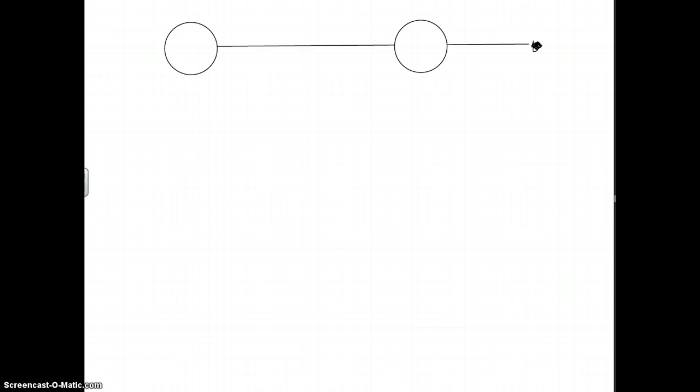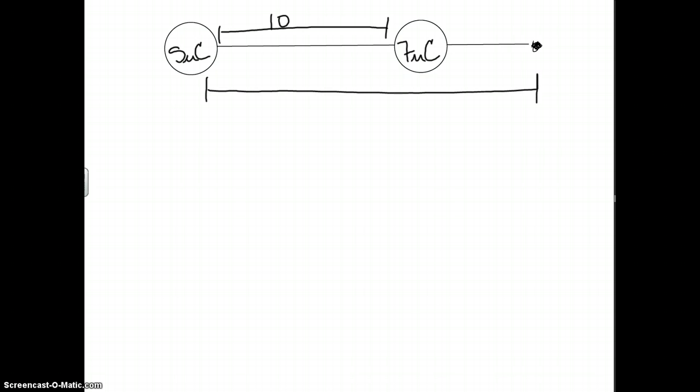So here's our first charge, and that equals 5 microcoulombs, and this is on the origin. And here, 10 centimeters away, we have our second charge, which equals 7 microcoulombs. And here is the charge that we're looking for, which is 15 away from the origin. Of course, centimeters as well.